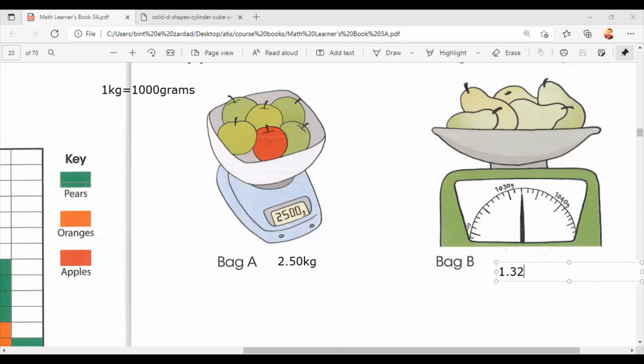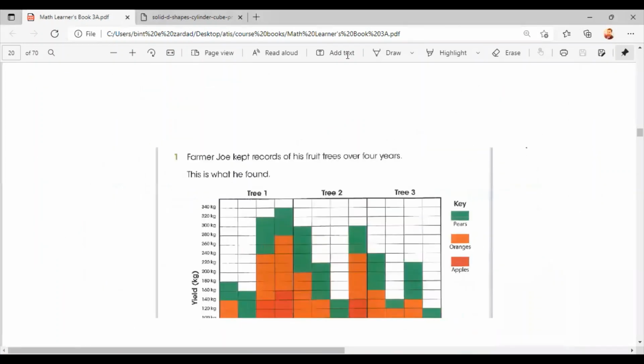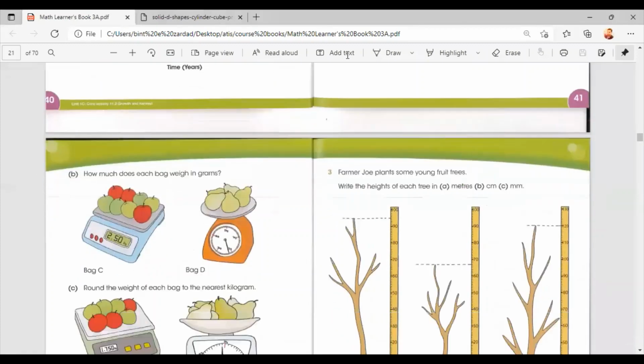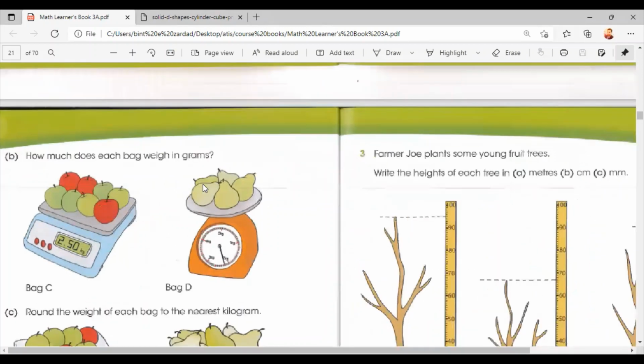Okay, you can write it like this, 1 kilo 32 grams, or you can also write 1.032 kg. Both correct. How much does each bag weigh in grams? Now we need to change into grams.